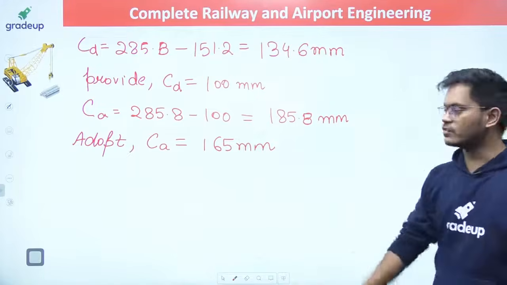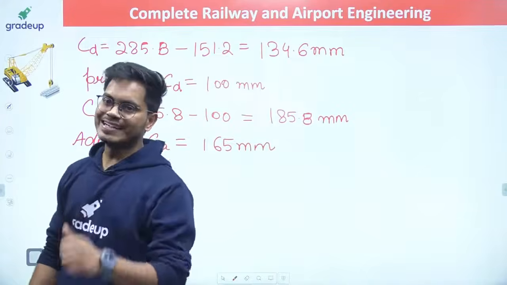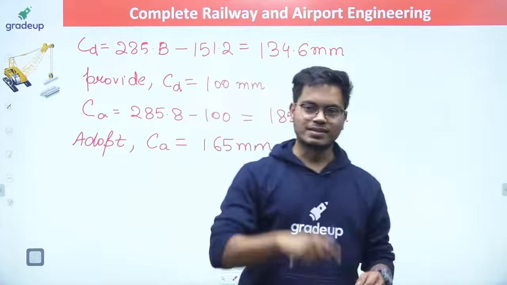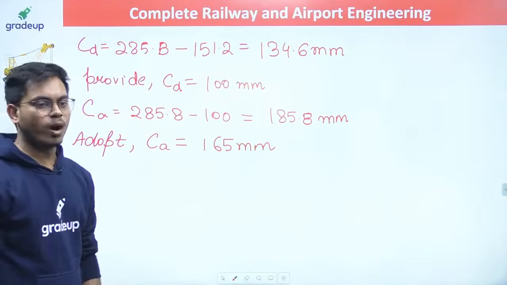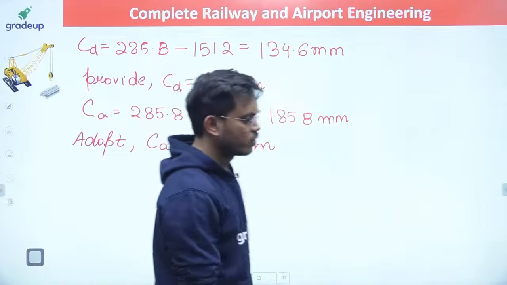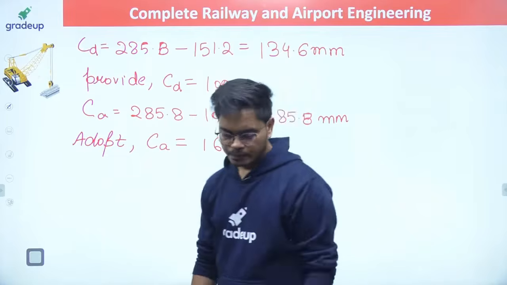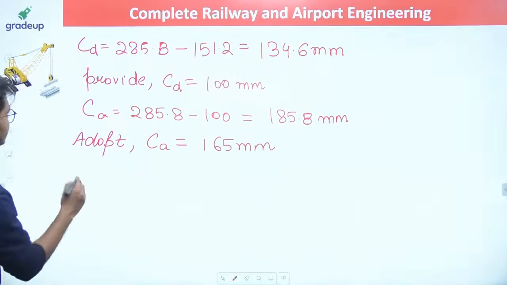This is your actual CANT value, 165 mm, under the criteria of Indian Railway, which they have provided in a chart, right? That this is the limit. So we have to provide 165 mm of actual CANT. Cool. Now tell me what will be the super elevation?